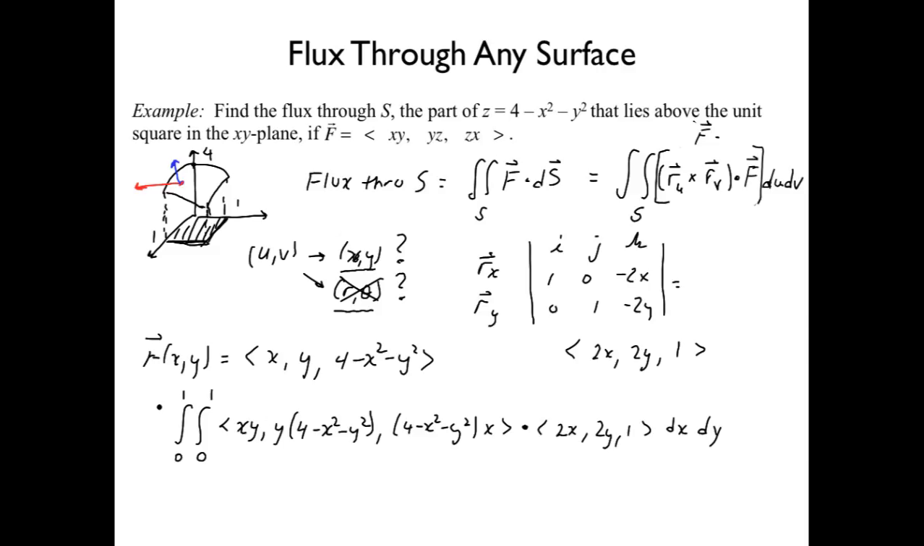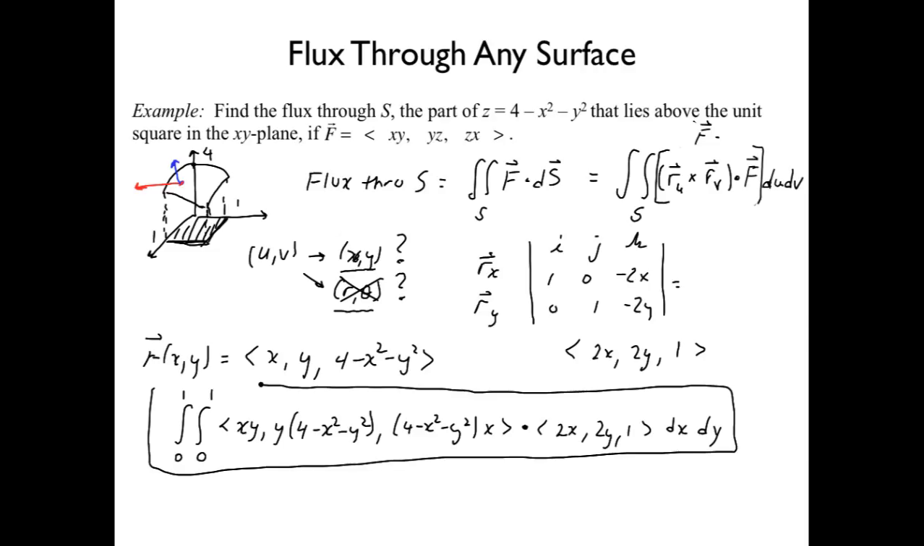So that double integral is not hard, it's just long. It's just tedious. Not worth spending the class time doing, but you do the dot product and you get a big polynomial of x and y. And you all know how to do a double integral, first with respect to x, then with respect to y. And that would be the flux through that part. This is the flux through S, which is that part of the paraboloid.